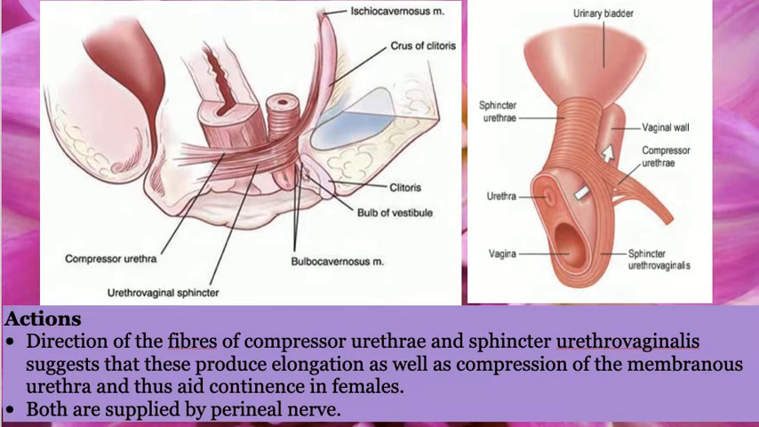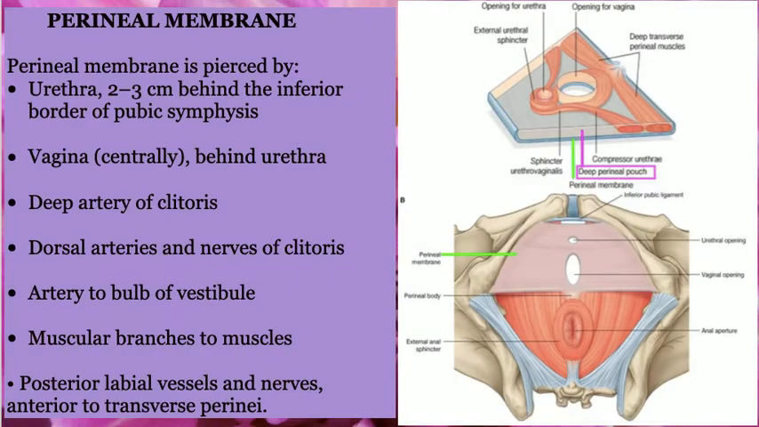So the action of compressor urethrae. Now the direction of these muscles, the compressor urethrae and the sphincter urethrovaginalis, suggests that they are producing elongation as well as compression of the membranous urethra and are helpful in continence in the female. Both these muscles are supplied by the perineal nerve.